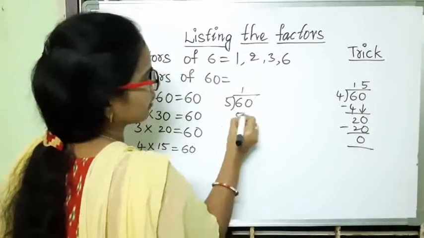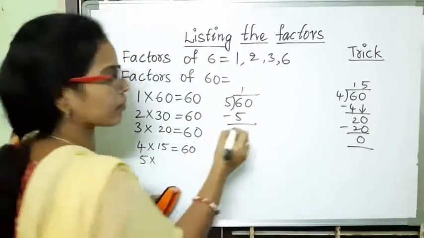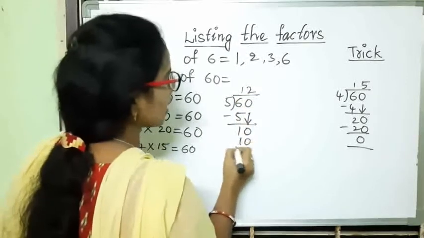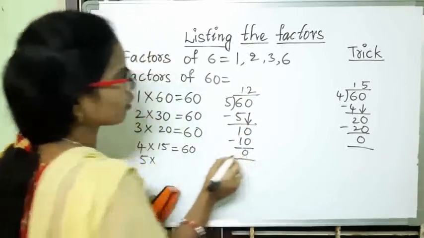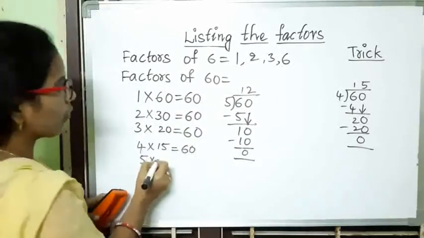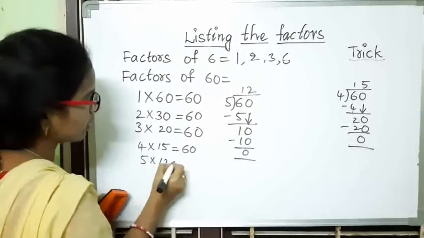5 ones are 5. 6 minus 5 equals 1. Bring down 0. 5 times 2 equals 10. 10 minus 10 equals 0. Here also we got 0. That means 5 is a factor of 60. 5 times 12 equals 60.